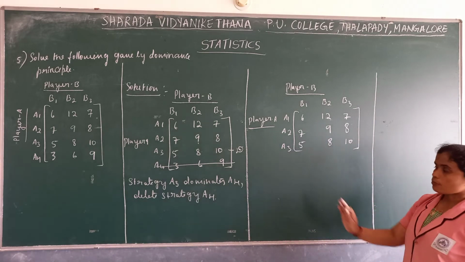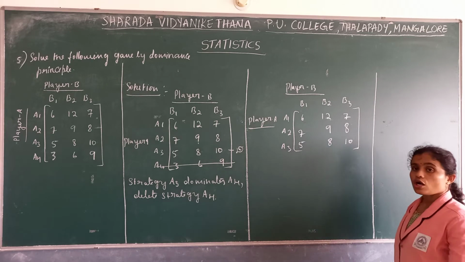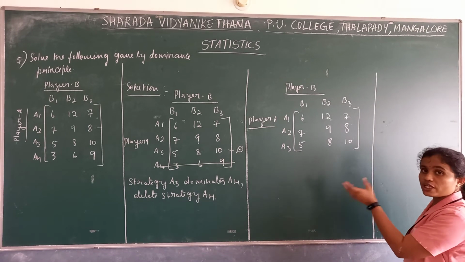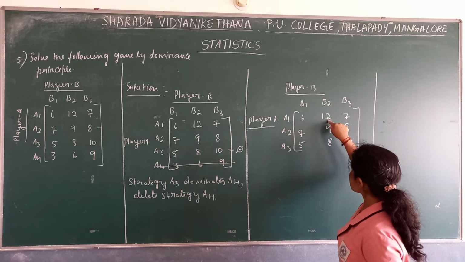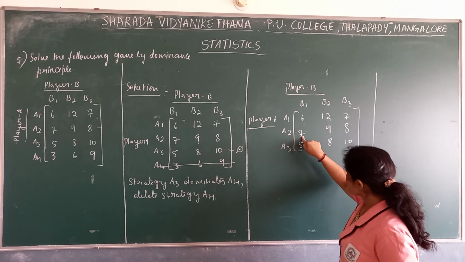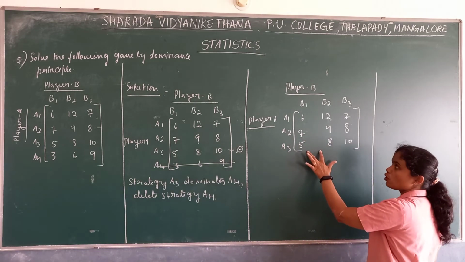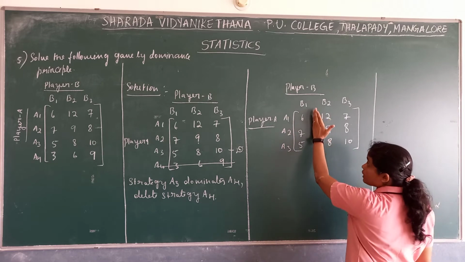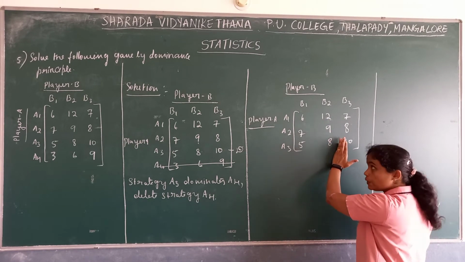Now the row wise comparison is over. Now we have to see the column wise comparison. Column wise, which one will dominate? The smallest one we have to find. Which is the smallest one? Now 6 and 12, 6 is the smaller. 7 and 9, 7 is the smallest. 5 and 8, yes, 5 is the smallest one. So we got the complete smallest column, B1 over B2.